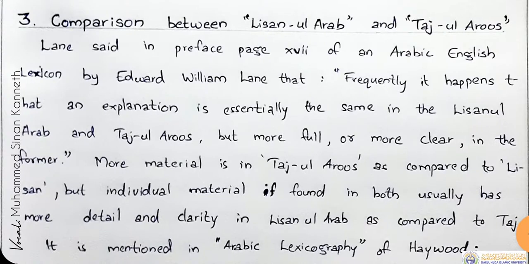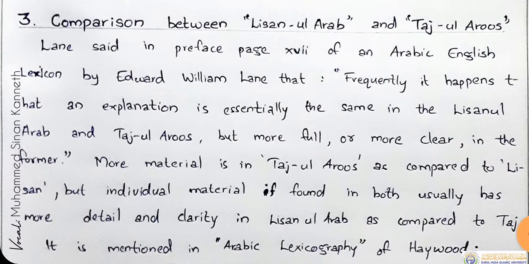So let me conclude my presentation by mentioning a slight comparison between Lisanul Arab and Tajul Arus. Nothing more to say, because both are works of two eminent authors, and both have their own defects and their own merits. But as William Lane said in his article, frequently it happens that an explanation is essentially the same in the Lisanul Arab and Tajul Arus, but more full or more clear in the former, meaning Lisanul Arab. Lisanul Arab is clearer and more vivid in its content. That's the view of Edward William Lane.